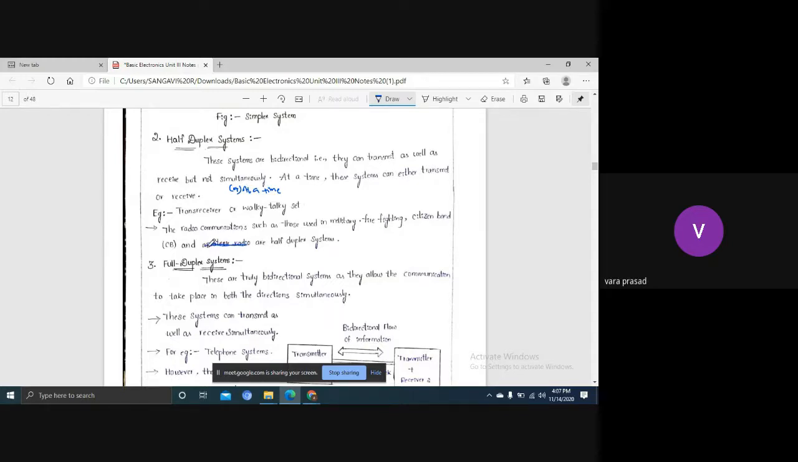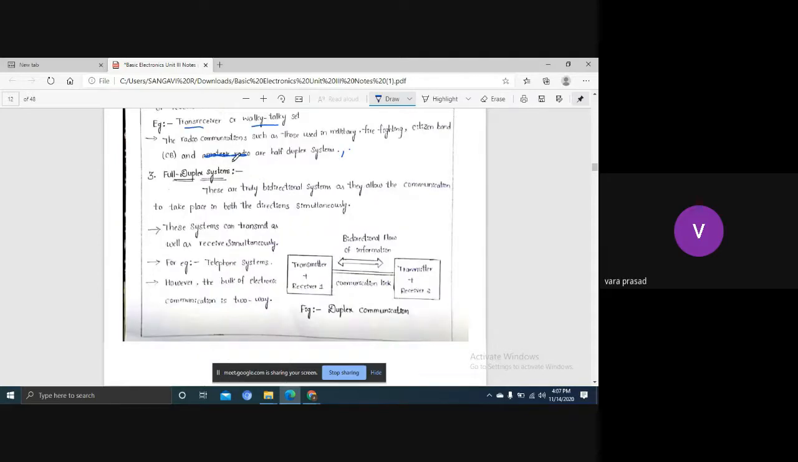A very important example is the walkie-talkie. Here is a transceiver or walkie-talkie set. These are half duplex systems.